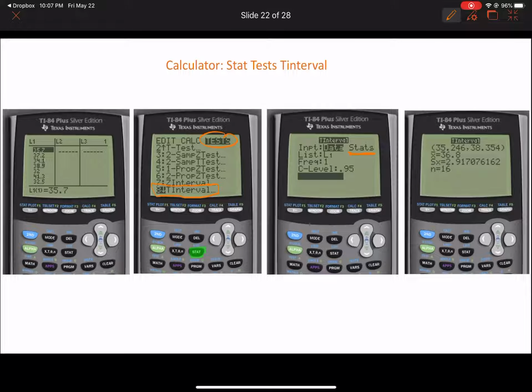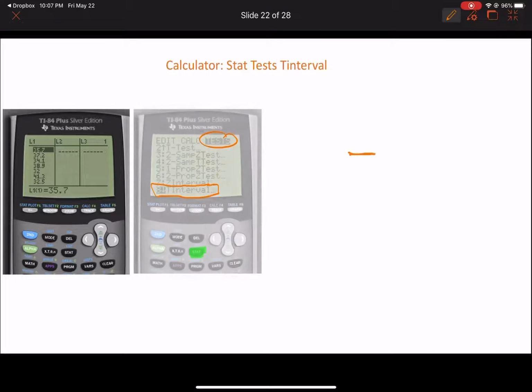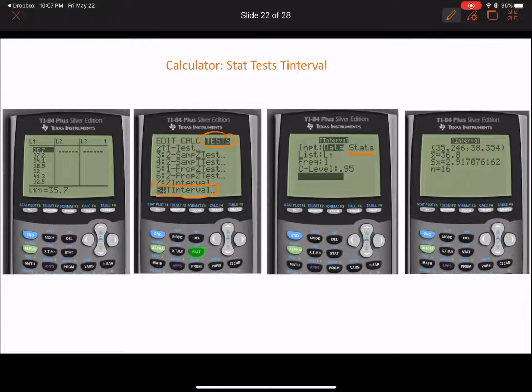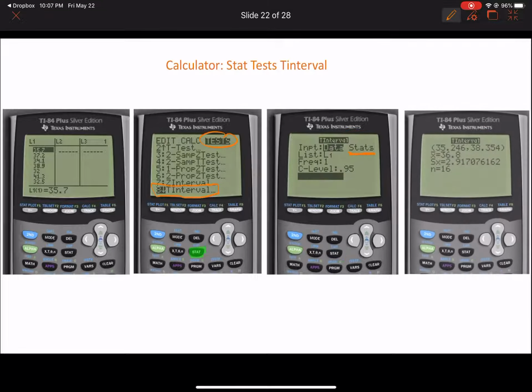35.246 to 38.354. How does that compare to our numbers? They're really close. This even shows you that your x bar was 36.8 and your standard deviation was 2.9. Did we have that? Good, it better be, because I got it from this calculator. It also shows you that your n is 16. So you would just give this confidence interval and say I'm 95% confident that our population mean will be in between those two values.